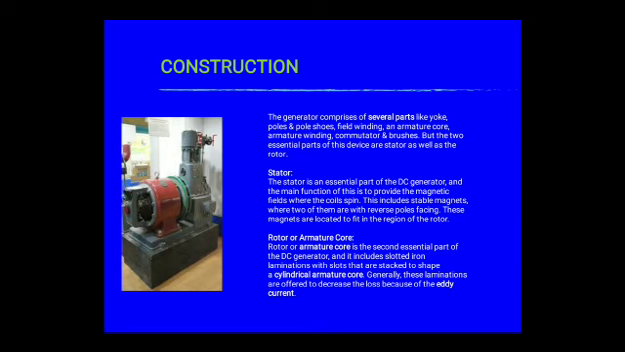In the case of a high speed DC generator, we use the closed slot or semi closed slot. In the case of a low speed generator, we use the open slot.